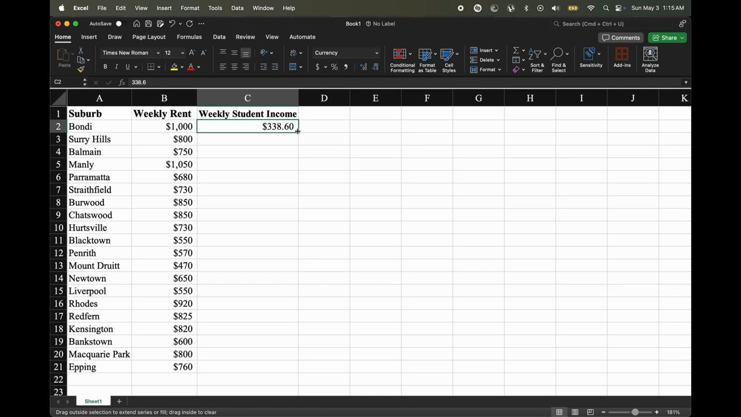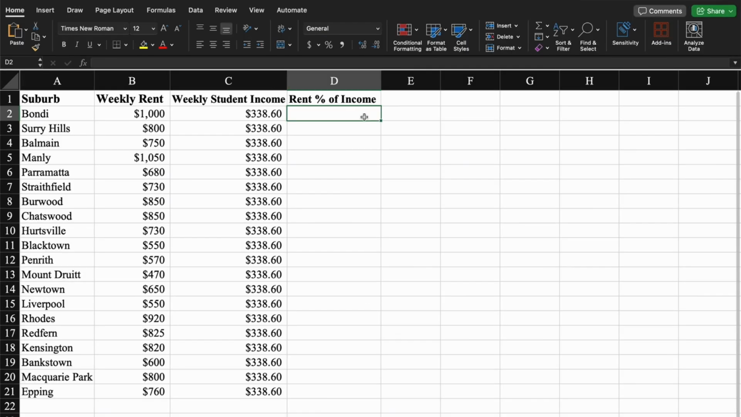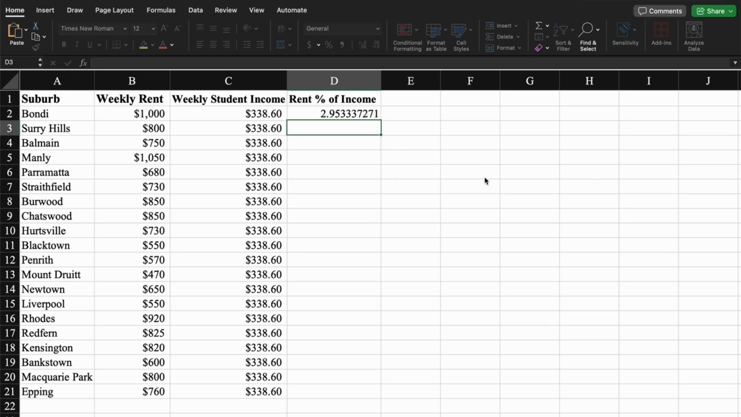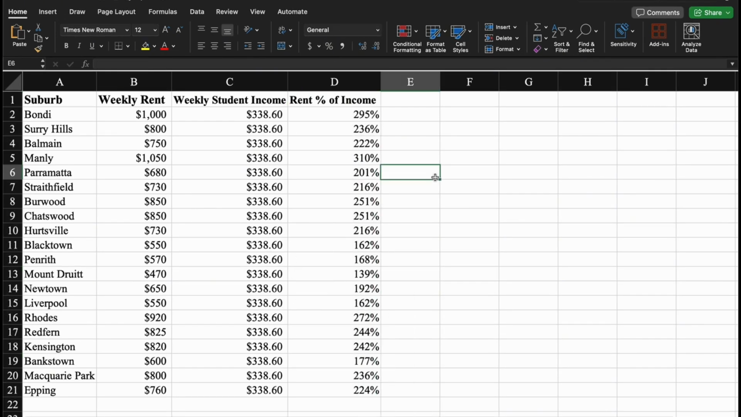So every single suburb is compared against the same income baseline. That's how we keep the comparison fair. Rent alone doesn't tell you anything. What matters is proportion of income. To calculate this, I divided the weekly rent by weekly income. That's column B divided by column C. I applied the formula once and dragged it down for all 20 suburbs. Then I converted it to a percentage. This gives us the rent burden for each suburb, the percentage of income that goes purely to rent before you have paid for food, transport, phone, or anything else.